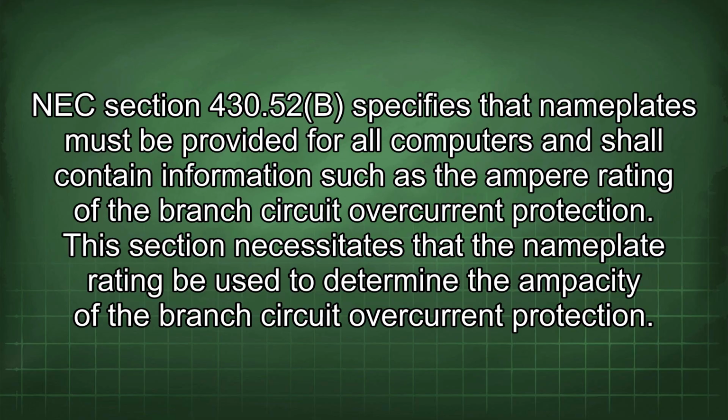430.52(B) specifies that nameplates must be provided for all computers and shall contain information such as the ampere rating of the branch circuit overcurrent protection. This section necessitates that a nameplate rating be used to determine the ampacity of the branch circuit overcurrent protection.